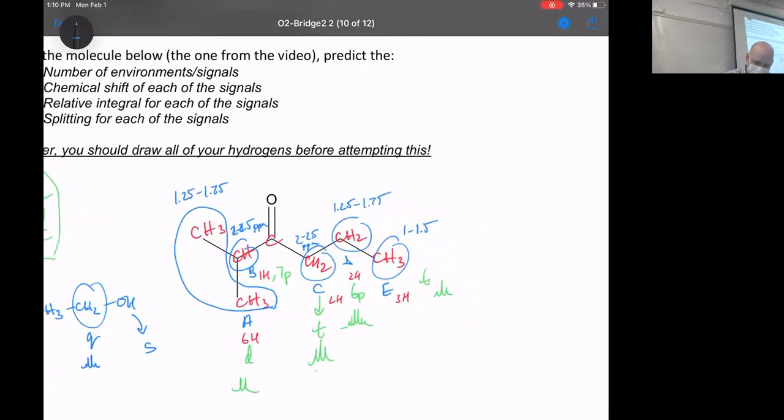Let me give you this one. So here is a benzene ring.